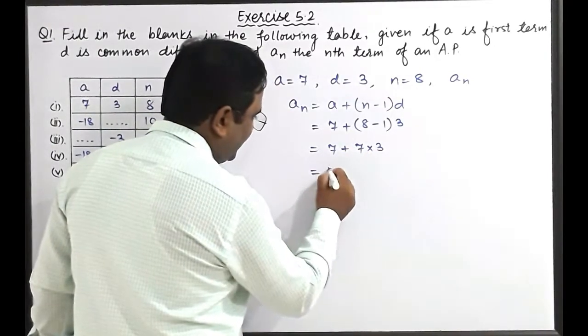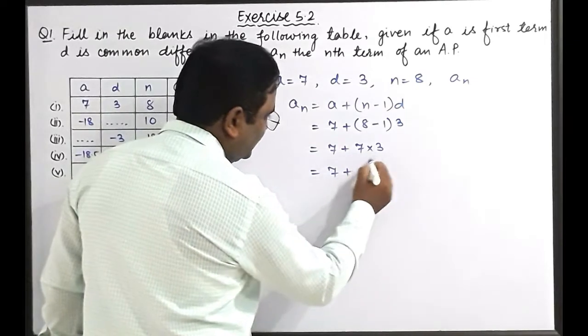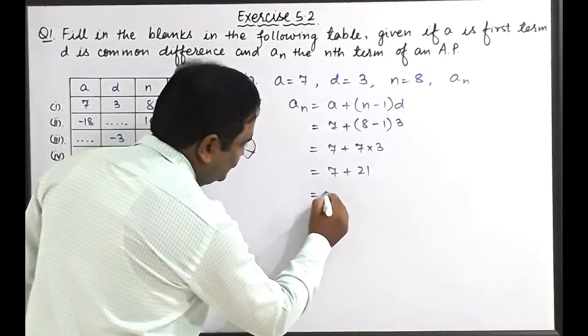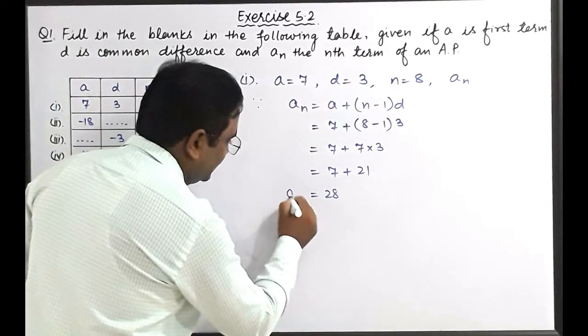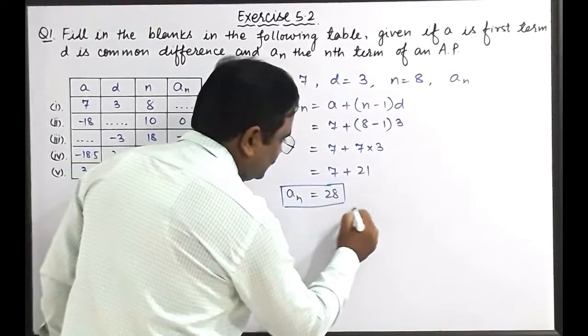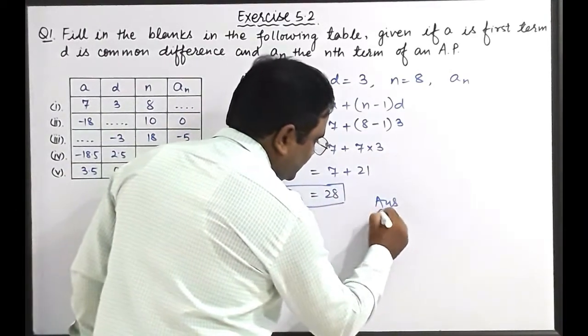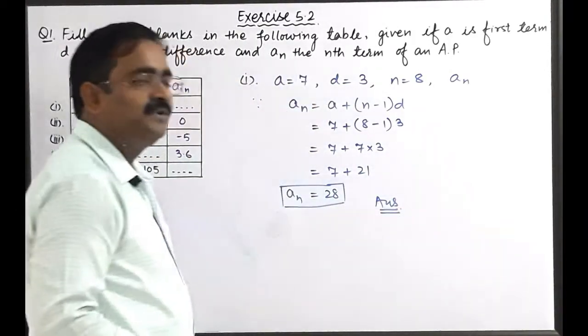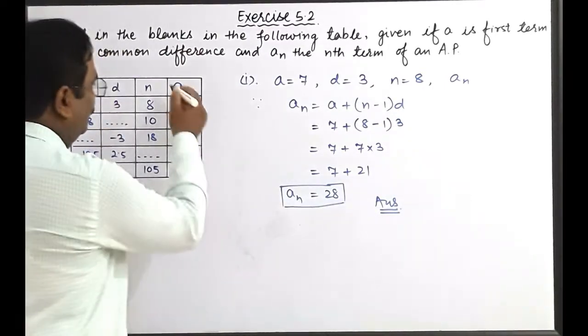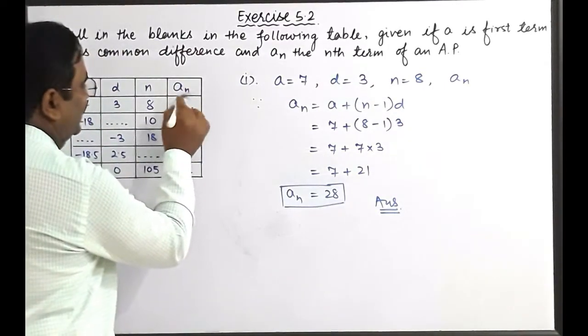So let us simplify it. 7 plus 7 3s are 21. So 21 plus 7 is equal to 28, which is the value of an in this question, and this is the answer of this first part. You have to fill in over here that the value of an is 28.